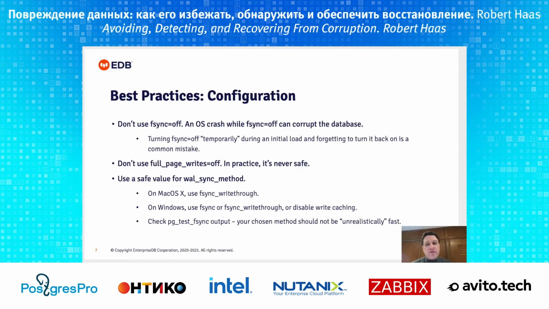I recommend that no matter how you configure this, you check the output of the pg_test_fsync utility, which is included with PostgreSQL. If you see that the method that you have chosen is 10 or 100 or 1,000 times faster than some other method, then there is a good chance that it is not really working. We rely on fsync forcing all of the dirty data out to the disk, and if it doesn't do that, then you may end up with a corrupted database in the case of an operating system crash.